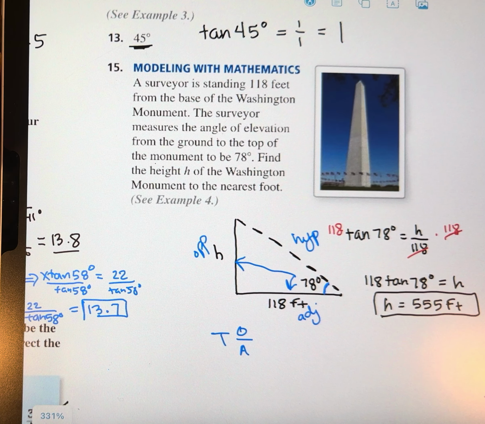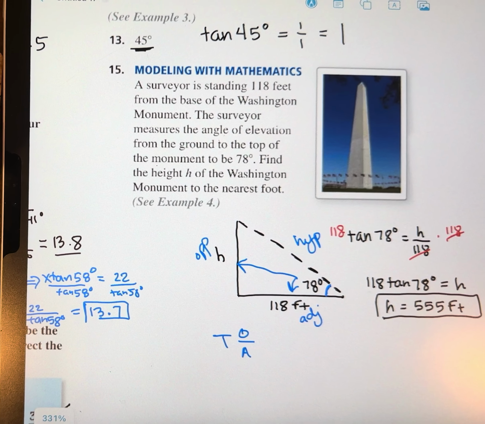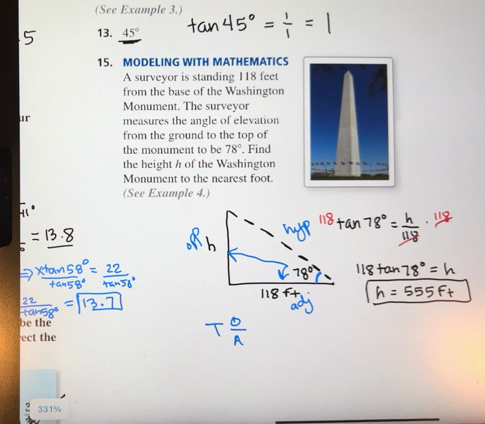Okay, that's it. Hope you guys love trig as much as I do. It's my favorite.